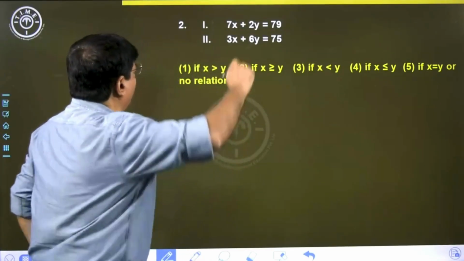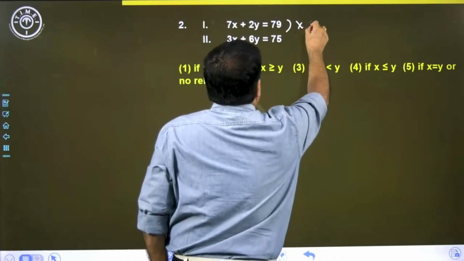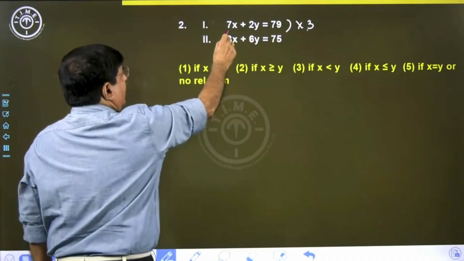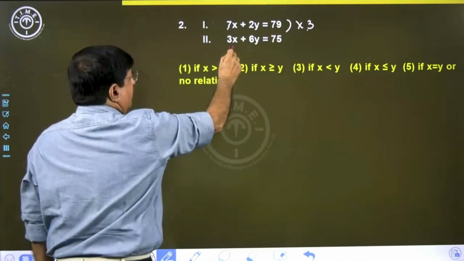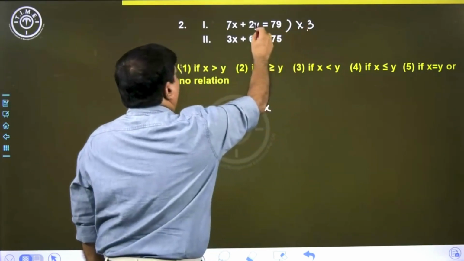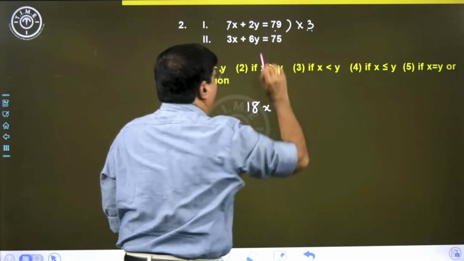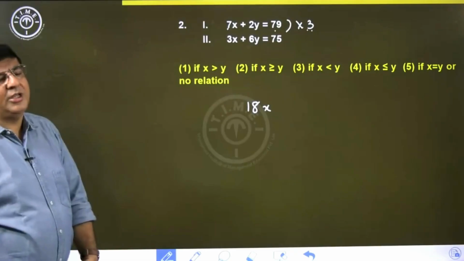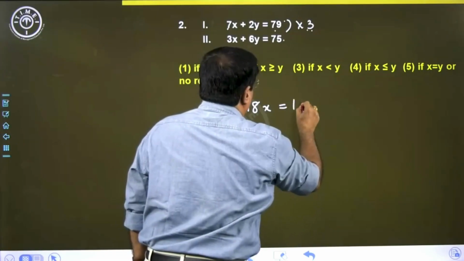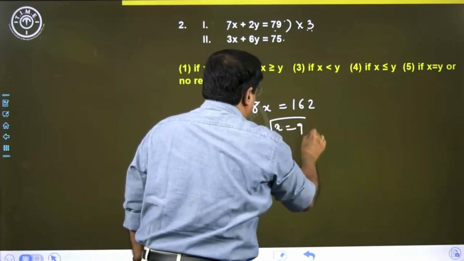This is a very simple equation. Multiply the first equation by 3. So 3 times 7 is 21x minus 3x gives you 18x. 3y, 6y is cancelled. 79 into 3, 240 minus 3, that is 237. 237 minus 75 gives you 162. So from this the value of x is 9.